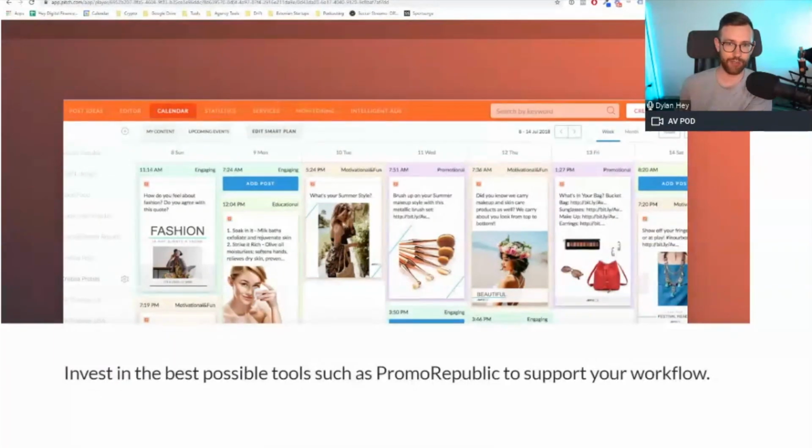And this in turn helps you close deals better because you have better systems, better processes. It's easier to deal with more clients, etc.